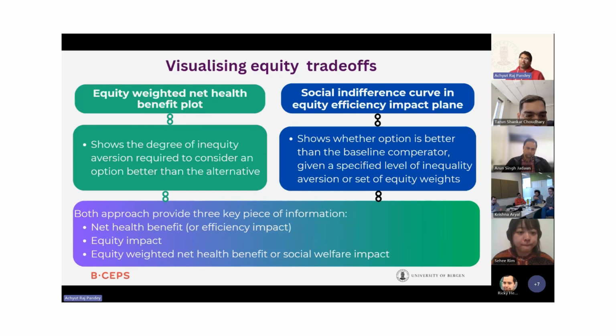There are two approaches in visualizing the equity and efficiency trade-off. One is the equity weighted net benefit plot. An equity weighted net benefit plot shows the degree of inequity aversion required to consider an option as a better alternative. So what level of inequity aversion is needed to consider an option as a better option? That is the question that equity weighted net benefit plots seek to answer. There's a social indifference curve in the equity efficiency impact plane, which shows whether the option is better than the baseline comparator, given the level of inequality aversion and the set equity weights.